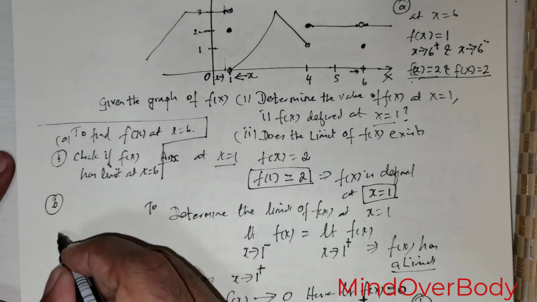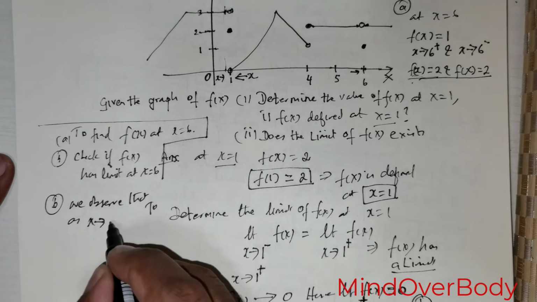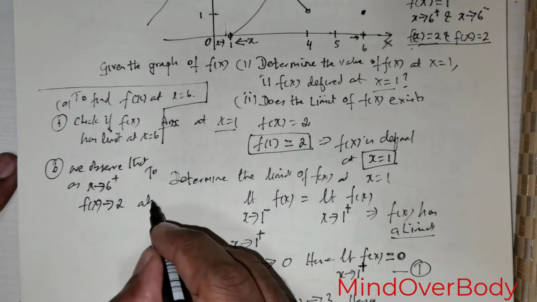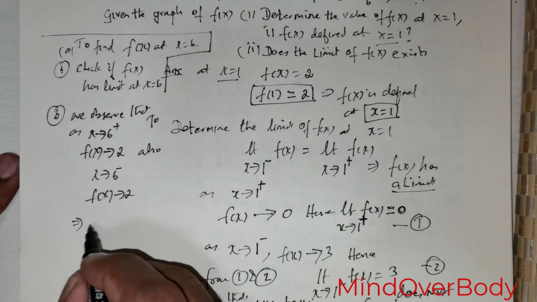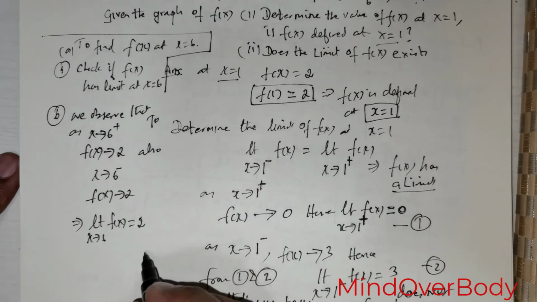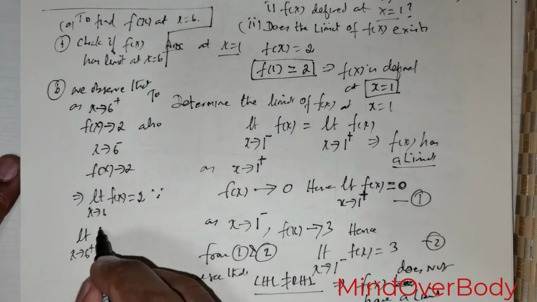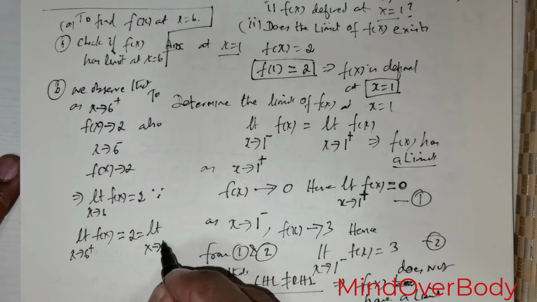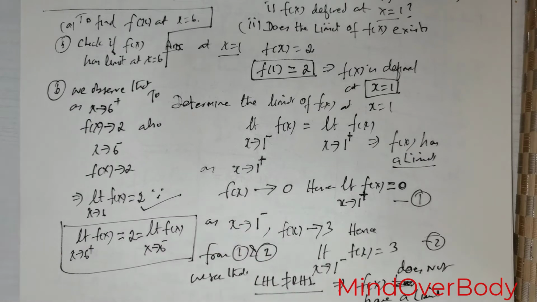So question number B, I'm writing the solution over here. We observe that as x approaches 6 from the right hand side, f of x is approaching the value 2. Also, as x approaches 6 from the left hand side, f of x is approaching the value 2. So this would mean limit x tending to 6 of f of x is equal to the value 2, because you don't have to write this, just for your understanding, limit x tending to 6 from the right side of f of x is equal to 2, which in turn is nothing but x tending to 6 from the left hand side. So this is the reason that we are able to arrive at this particular conclusion.